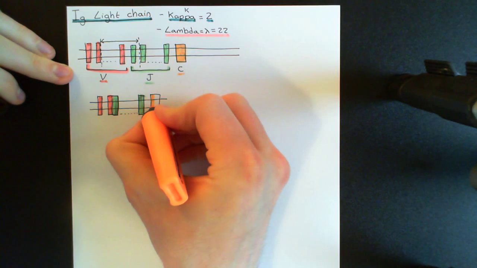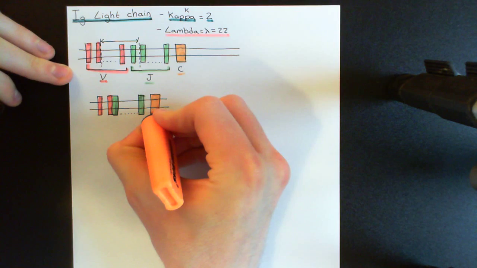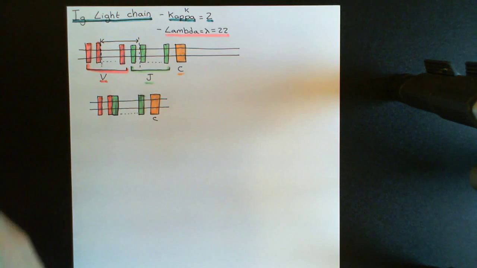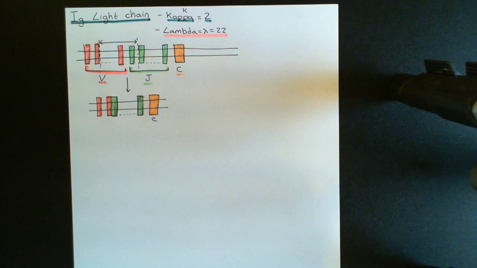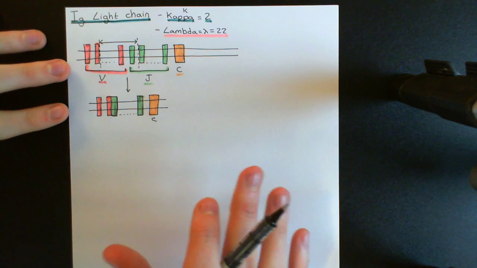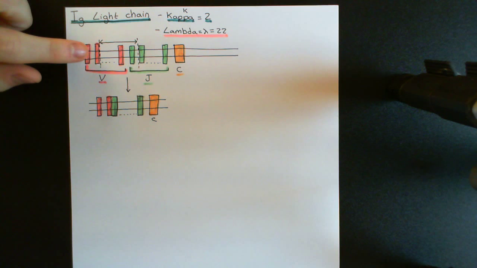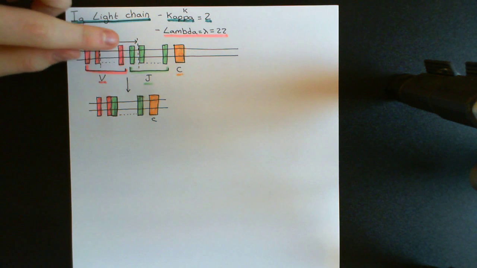So this is what we've got after VDJ recombination has taken place on this immunoglobulin Kappa light chain locus here on chromosome 2. Okay, right. So again, I'll stress that the two different ways that we're producing diversity here are combinatorial diversity and also junctional diversity. So combinatorial diversity because we've got a huge number of variable gene segments and a huge number of joining gene segments that we could choose.